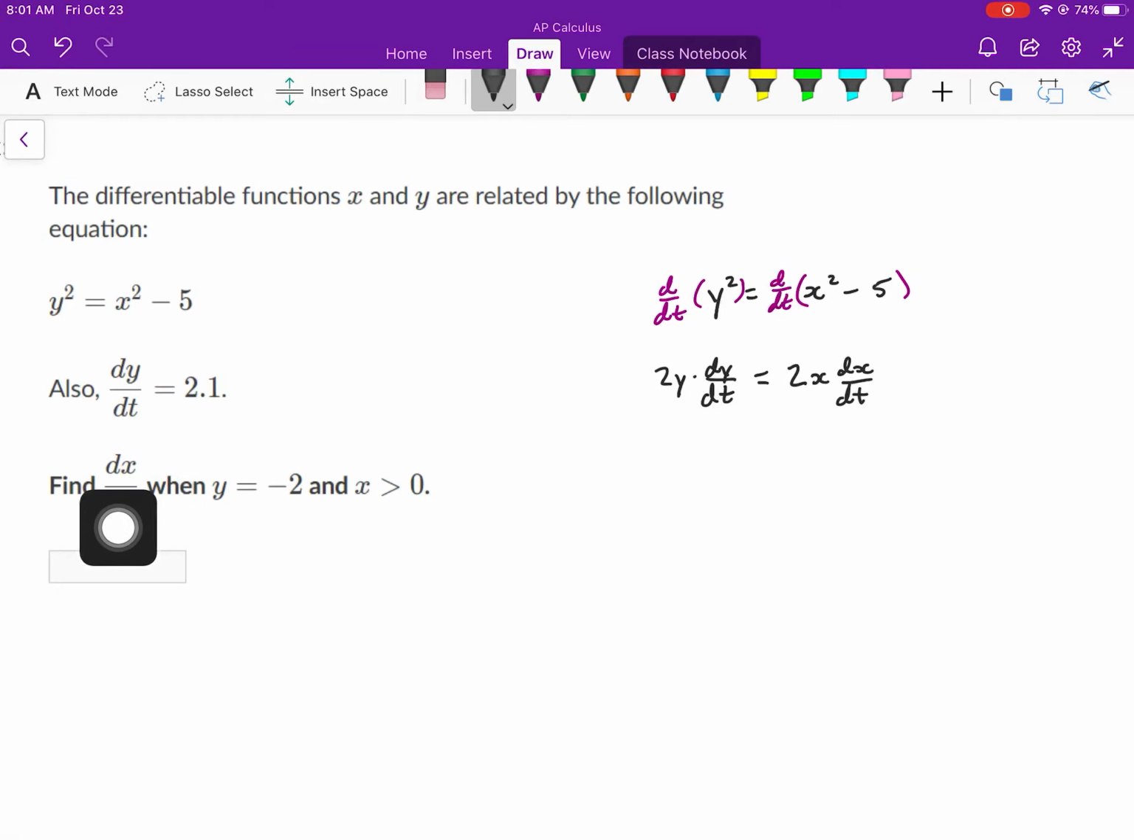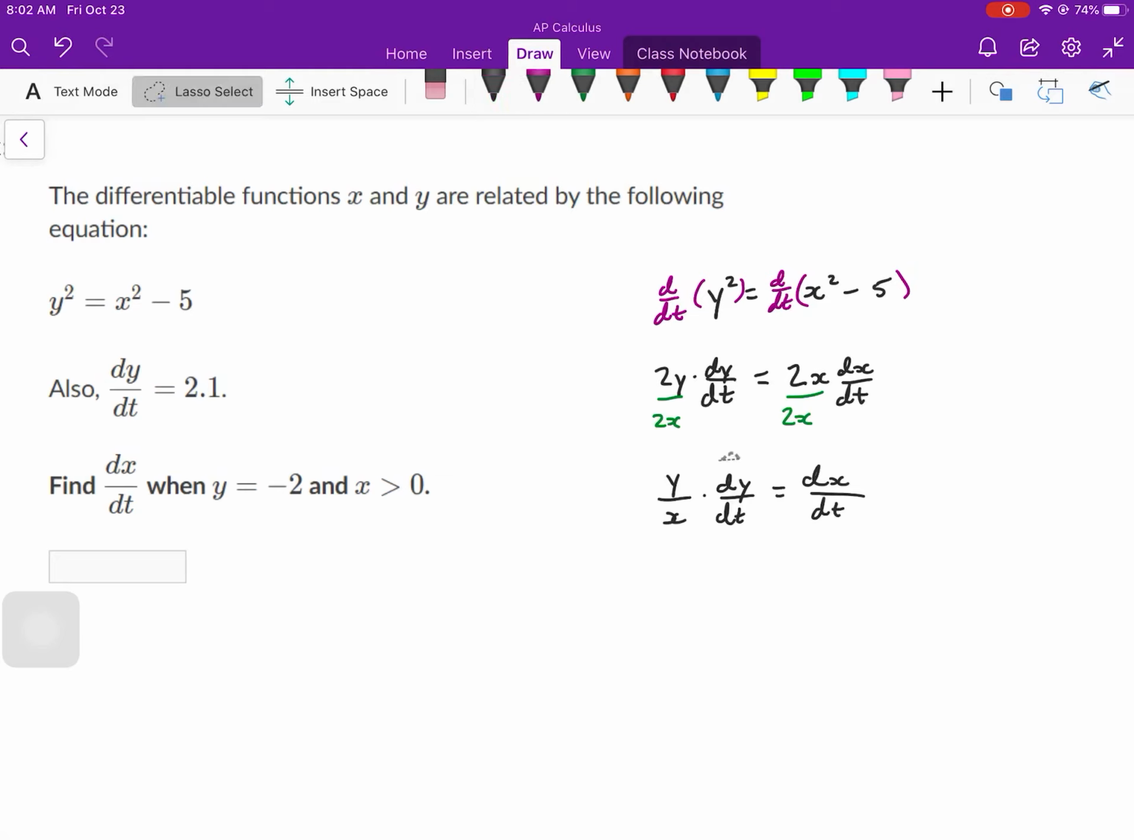So what are we solving for? We're solving for dx/dt, so we're going to get dx/dt by itself. I'm going to divide by that 2x, moving it to the other side by multiplying by the reciprocal. Okay, so dx/dt is by itself. You could do the substitution, then solve for dx/dt, or you can solve for dx/dt and then do the substitution. It's up to you. So now I'm going to substitute what we know. I know dy/dt is 2.1, so that's going to go in right there.